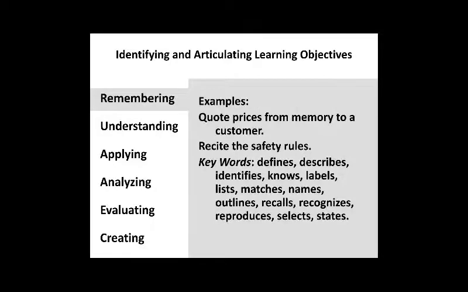Examples of this are quoting phrases from memory and reciting safety rules. Examples of behavioral terms we can use in writing objectives for remembering are the following: define, describe, identify, know, label, list, match, name, outline, recall, recognize, reproduce, select, state.